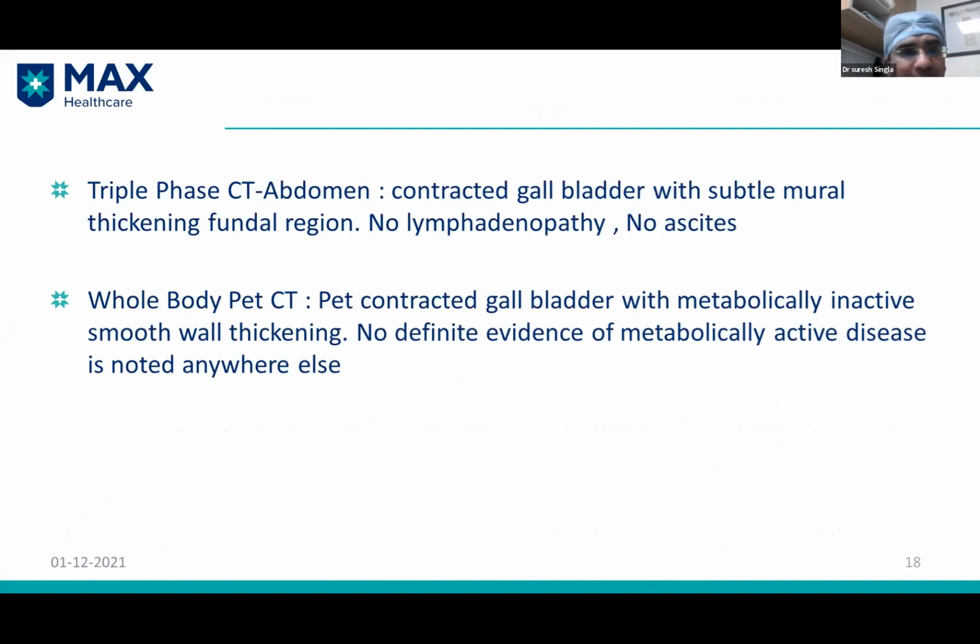So I'm coming back to my patient, and we have done the triple phase CT. It has shown a contracted gallbladder with subtle mural thickening in the fundal region.